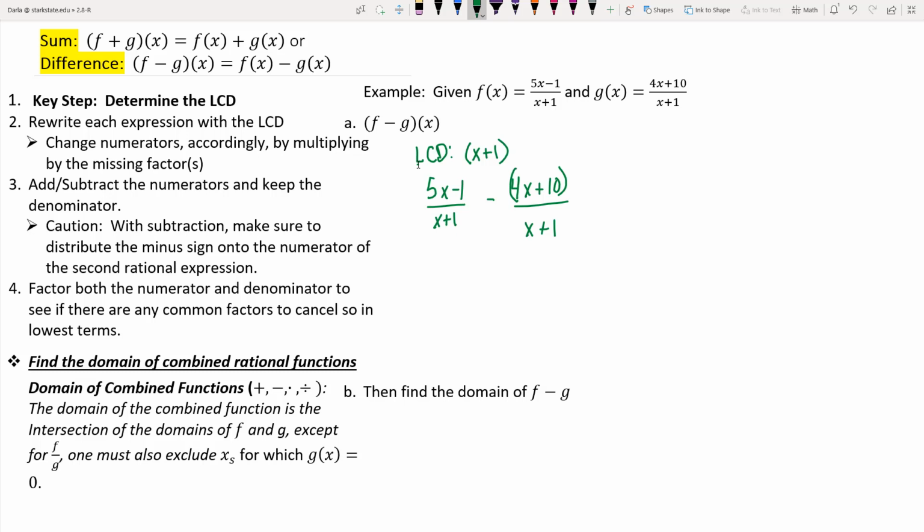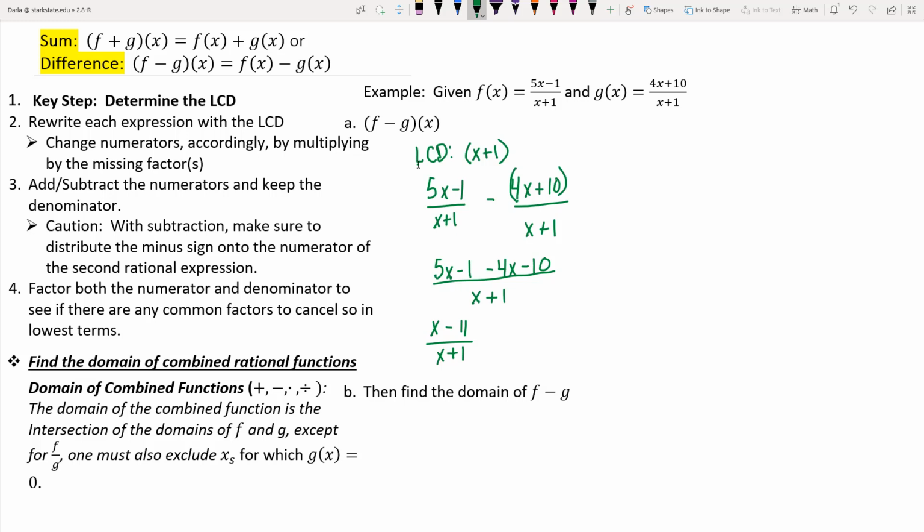When I put these together and rewrite them as one fraction, I get 5x minus 1 minus 4x minus 10 from distributing, all over x plus 1. And then I would simplify. What's 5x minus 4x? x. Negative 1 minus 10 is negative 11, all over x plus 1. If there was anything left to factor out or cancel, I would do that, but my rational expression is now reduced down. So this is f minus g of x.